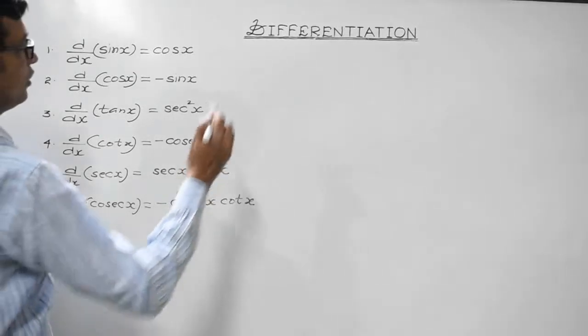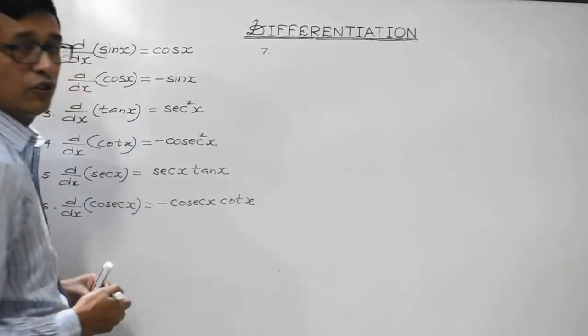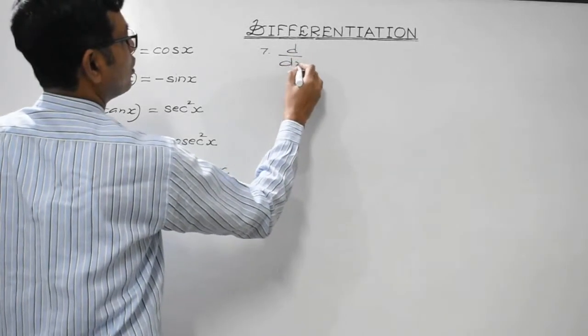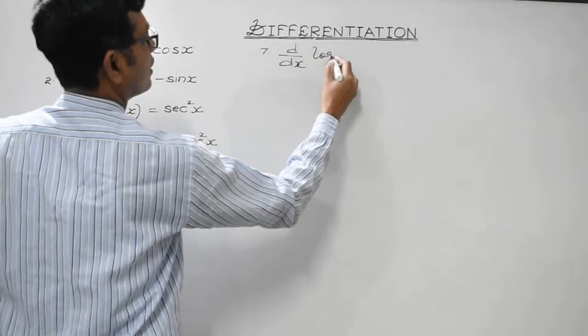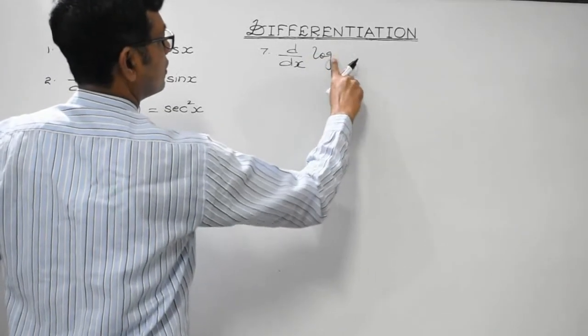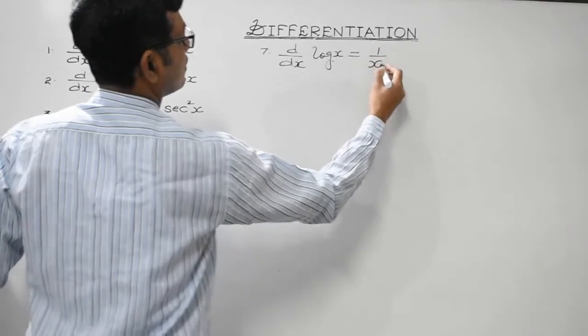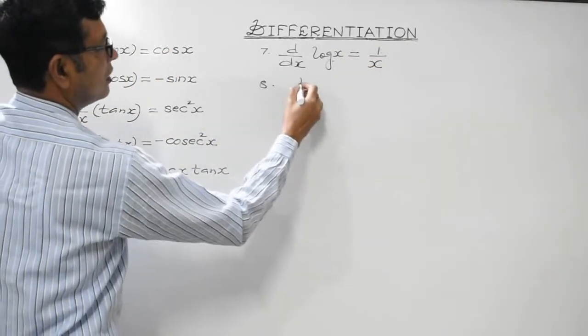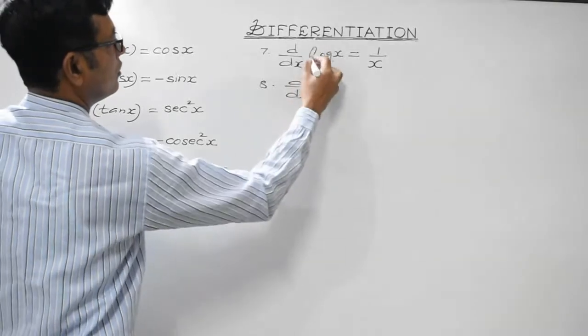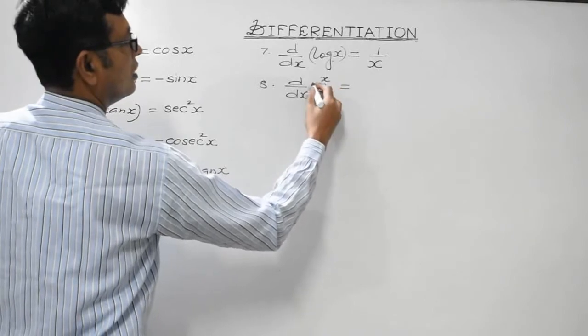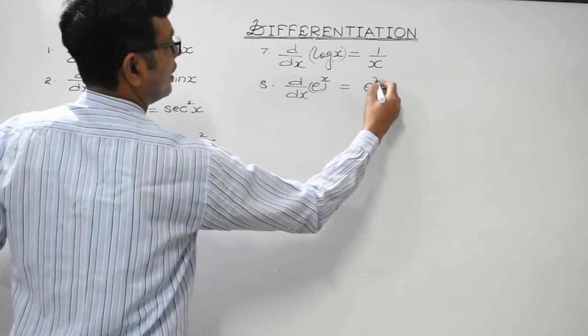And seventh one, differentiation of logarithmic function. So differentiation of log x, I'll talk about natural log, it is 1 by x. And differentiation of e to the power x. e is the exponential. It will remain the same. e to the power x only.